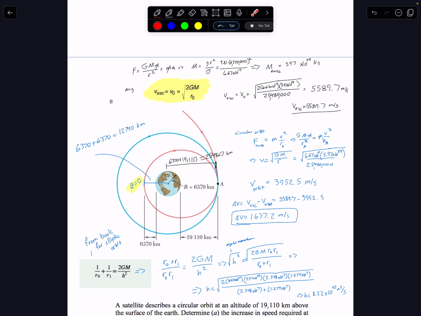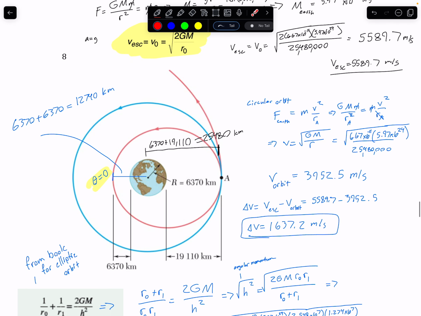And from the book or notes, we know that the escape velocity is easily determined right there. It is equal to the square root of 2 times G, the universal gravity constant, times M over r0. So we know that the escape velocity from the Earth at our radius of 25,480,000 meters, you need to be going 5,589.7 meters per second.